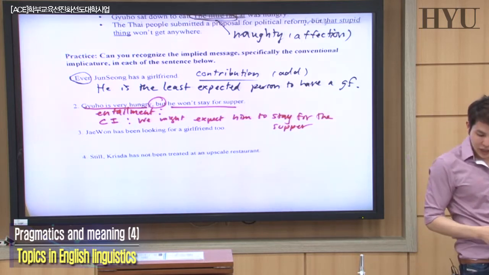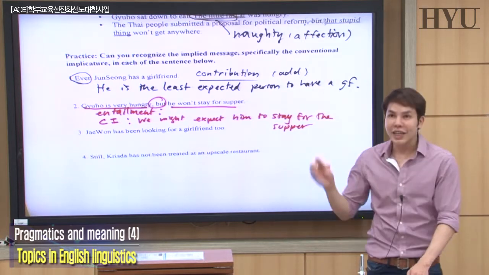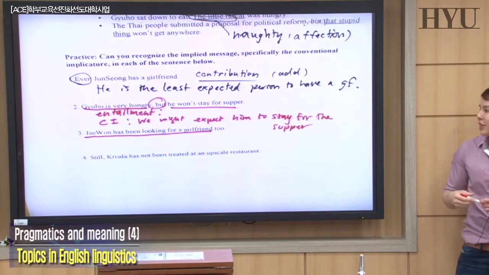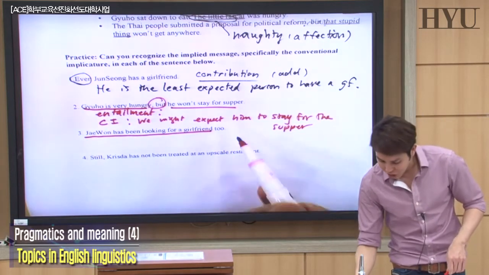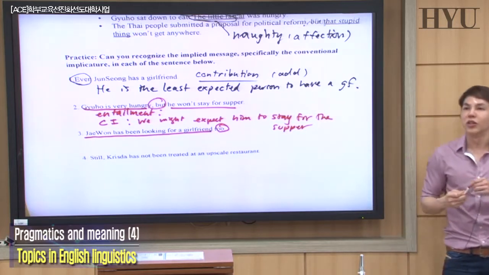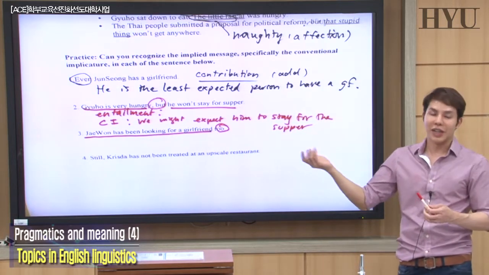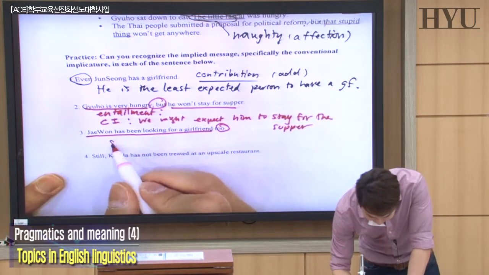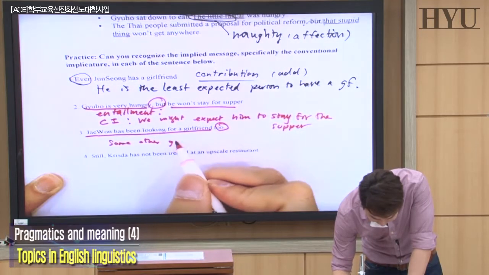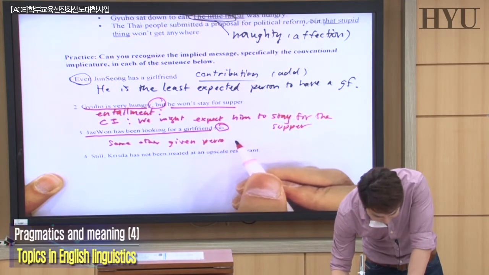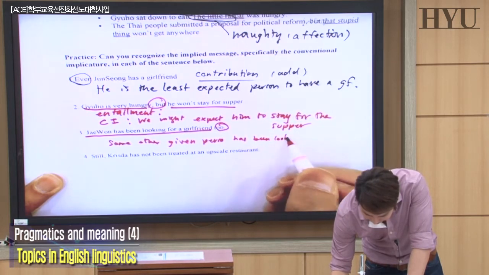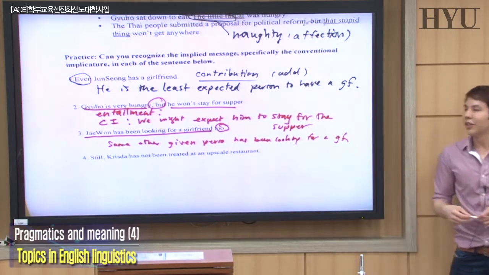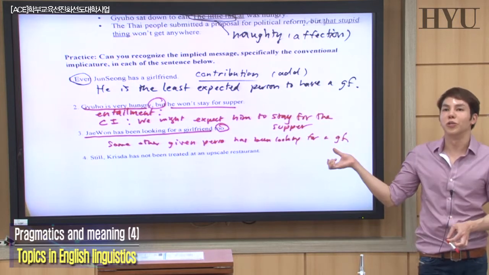Number 3, Jawan has been looking for a girlfriend too. In this case, the entailment is just Jawan has been looking for a girlfriend. But when we add the word too, it gives an implied message, that some other given person or people has been looking for a girlfriend. So you wouldn't use too by itself.